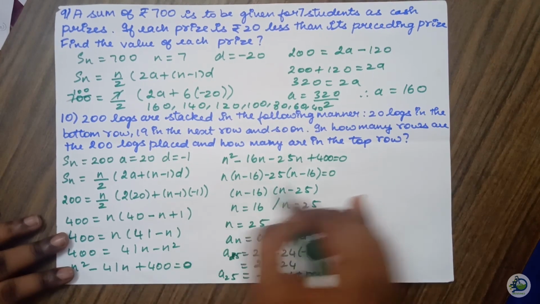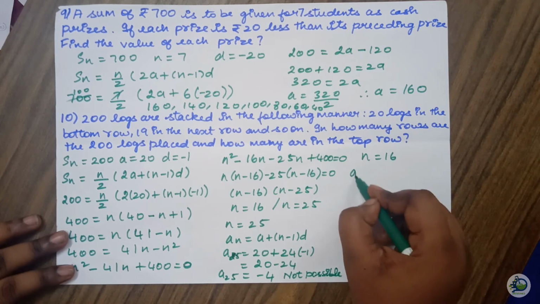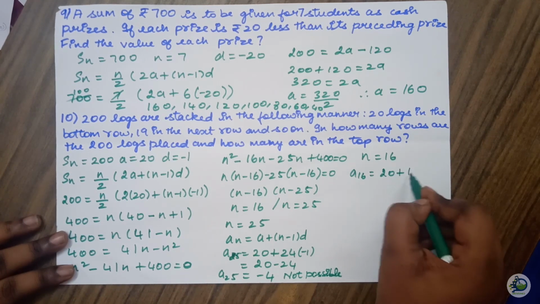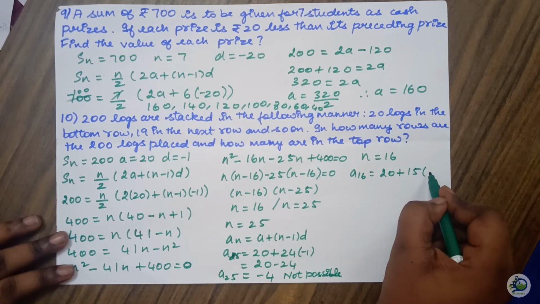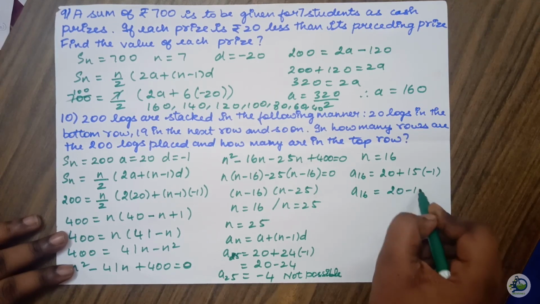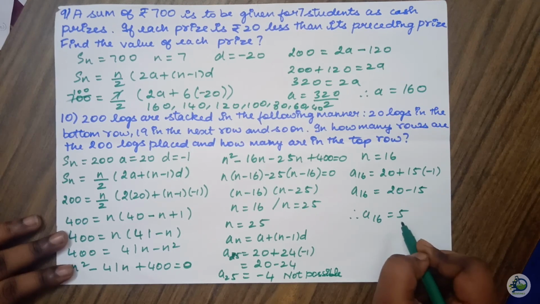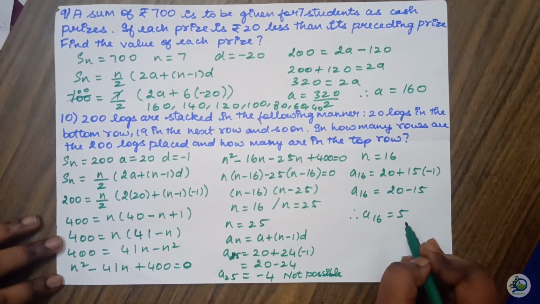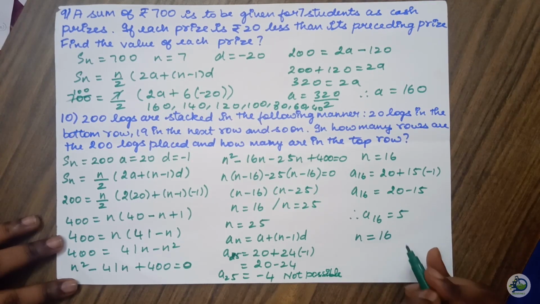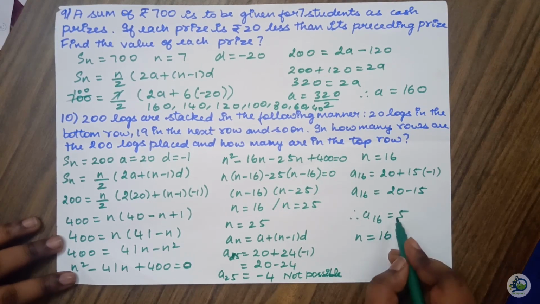So we are going to take n is equal to 16 and substitute to see what we get. Let us see. So a16 is nothing but 20 plus 16 minus 1, which is 15, into d, which is minus 1. So a16 is equal to 20 minus 15. Therefore a16 is equal to 5. This answer is positive, so this is the possible answer. So totally there are 16 rows for arranging 200 logs, and in the topmost row there are only 5 logs.